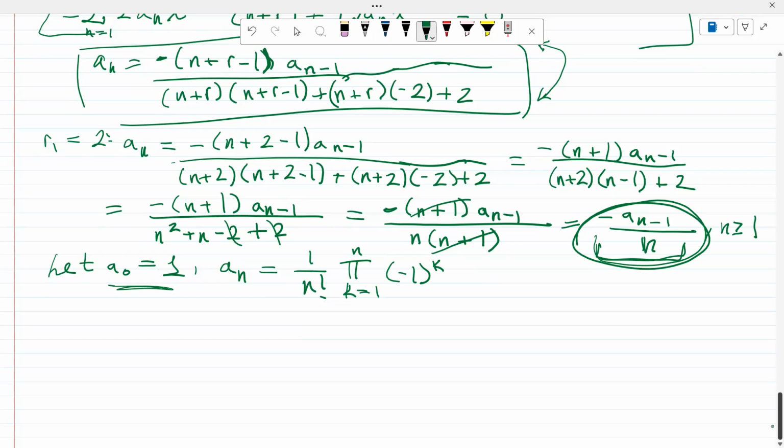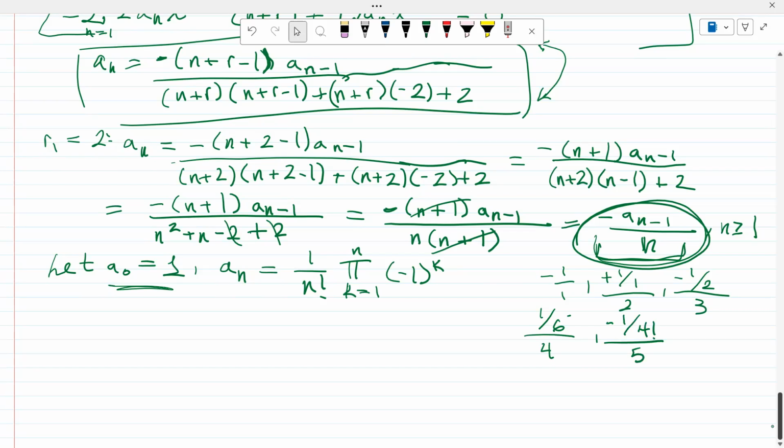Okay, so here we'd have negative 1 over 1, and then that would be negative 1 over 1 times negative 1 over 1 divided by 2, right? And then we have negative 1 over, sorry, that would be positive now. And we have negative 1 over 2 divided by 3. And then we have 1 over 6, 1 over 6 divided by 4. And then you can start seeing the pattern here that is coming up, right?